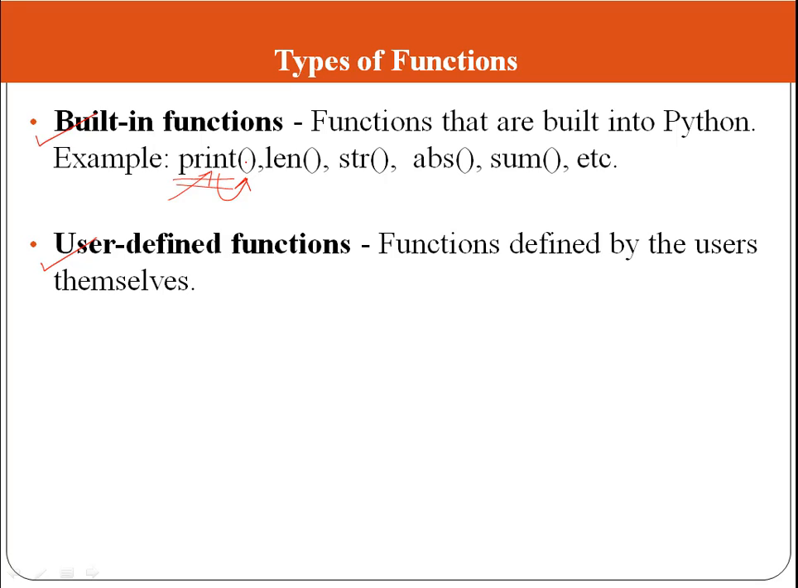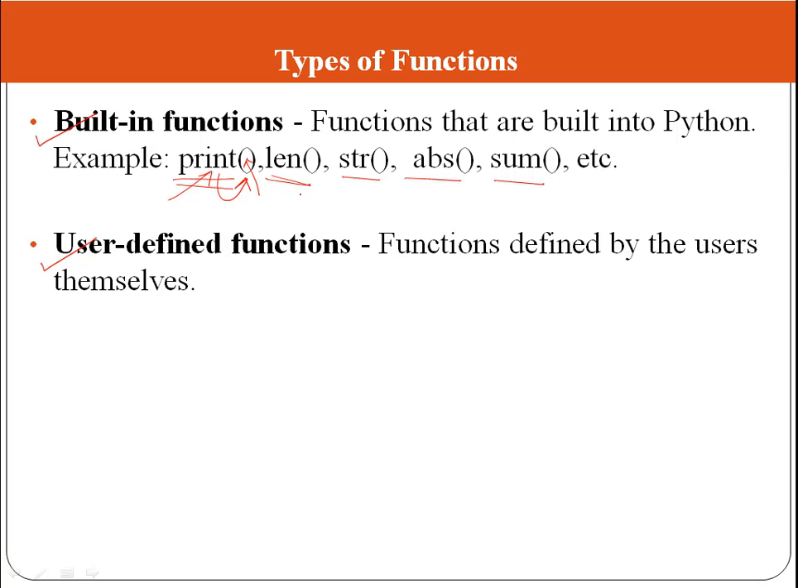But we did not bother about how it has been written, what is the code that has been written for the print function. It is already a built-in function in Python for a specific task. What is that task? To display the output onto the screen. Then length, we have already seen length a number of times. Length of the list, length of the tuple, length of the dictionary, and so on. Str, absolute, sum. We have already seen that. So these are the built-in functions, the functions that are built into Python.